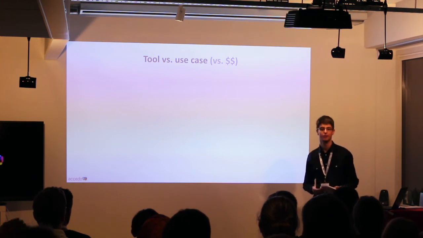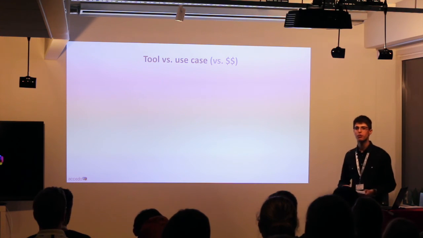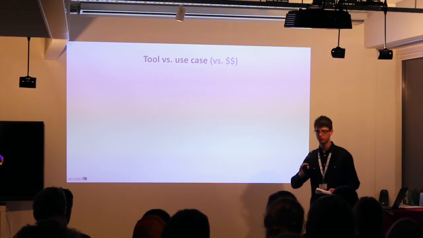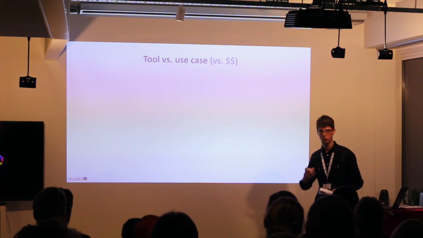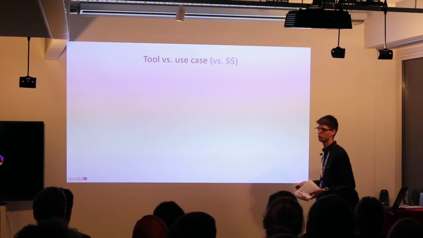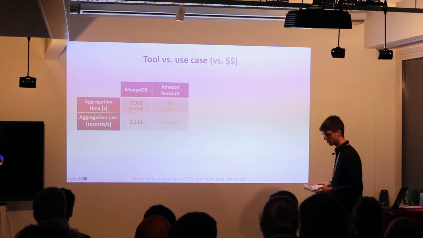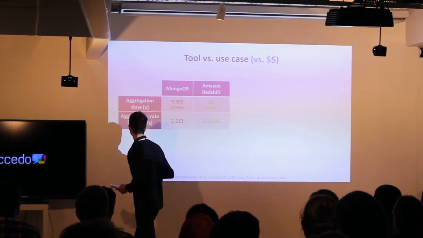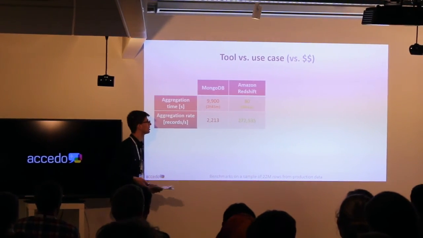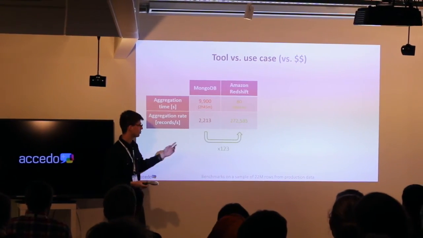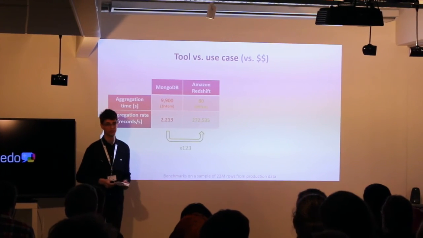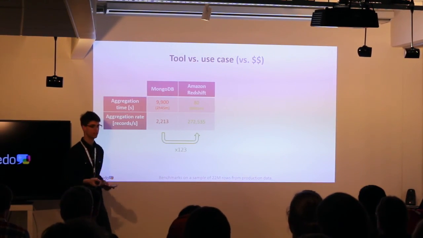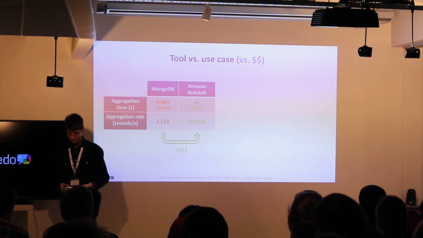Let's check the figures then. We made some performance tests. And the figures that you're about to see don't come from Amazon. We made them. So we implemented the system and then we checked how it was performing. And we compared it with MongoDB. So I told you that Redshift was fast. Well, in our case, in our system, it is 123 times faster than MongoDB. From roughly 3 hours of processing time, we went down to a minute.